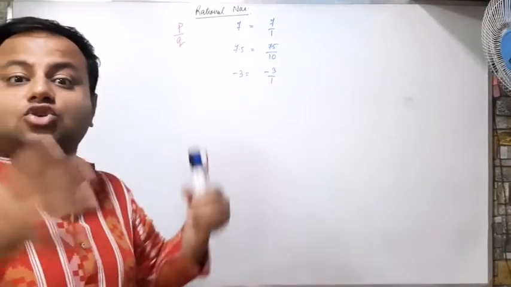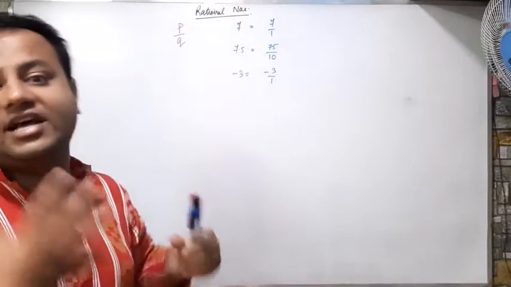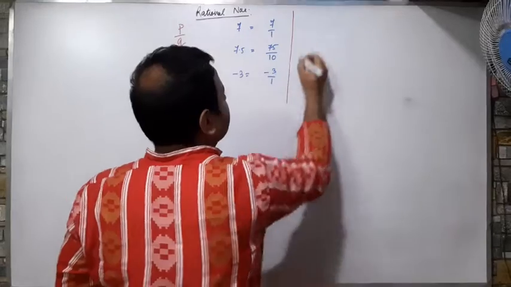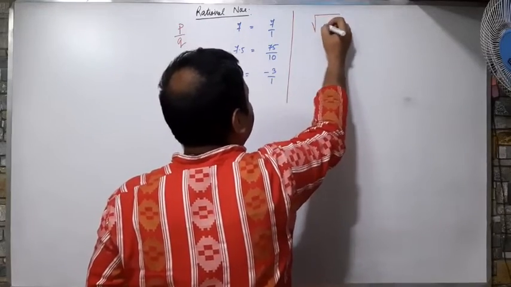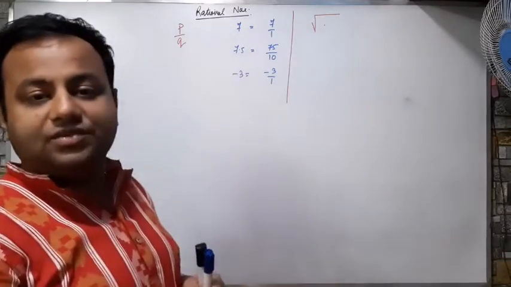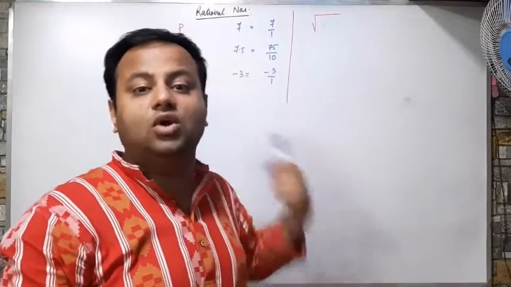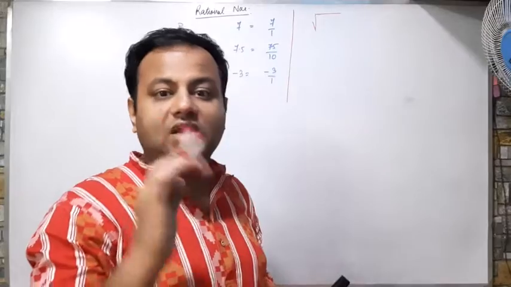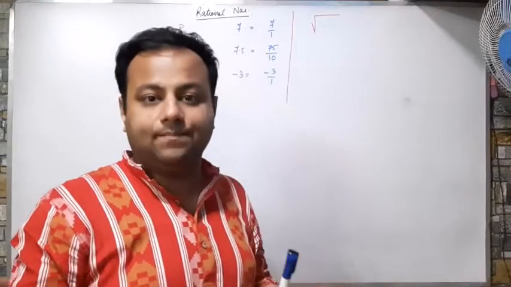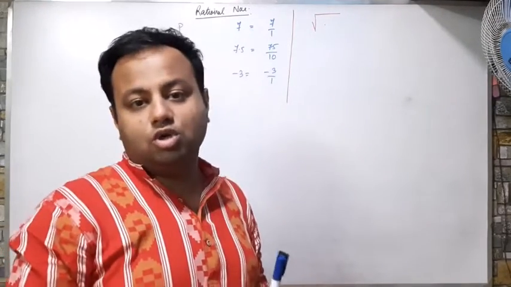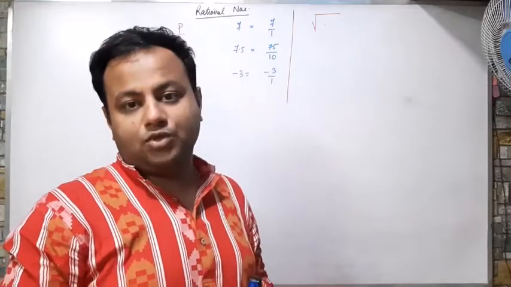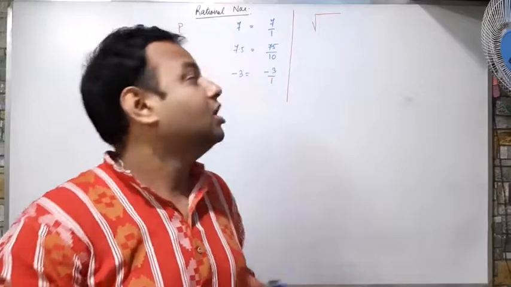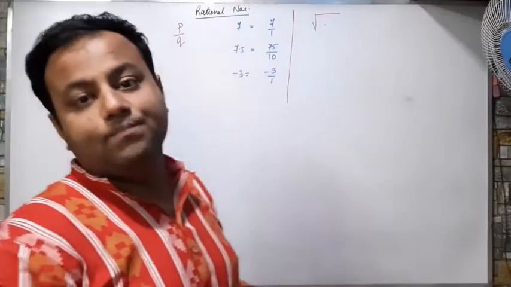So then what is not a rational number? What is an irrational number? Irrational numbers are the numbers which are represented as root: root 2, root 3, root 7, root 12. These don't have any perfect value. Root 9 has a value, 3. Root 4, 2. Root 16, 4. Root 81, 9. But what is the value of root 50? We don't know the perfect value. So that is an irrational number.